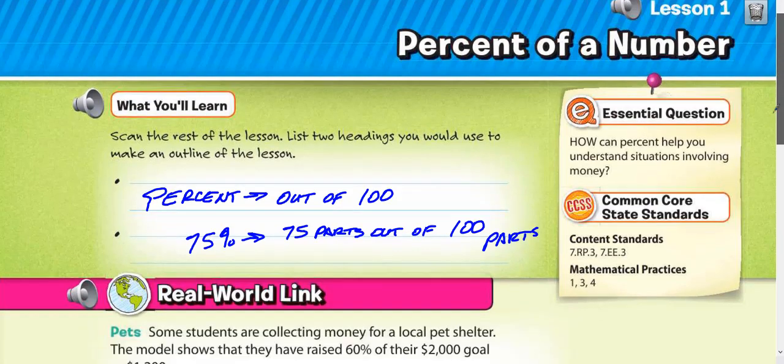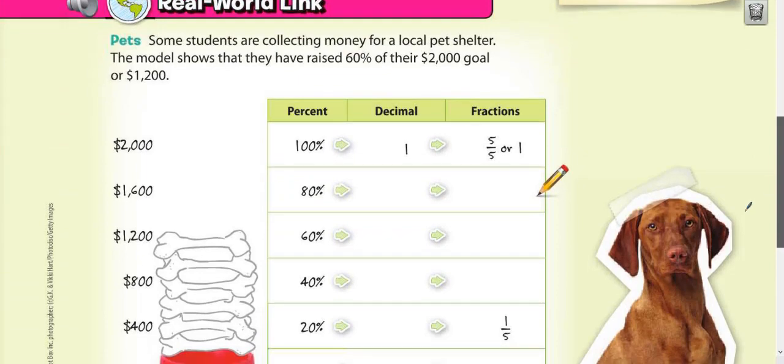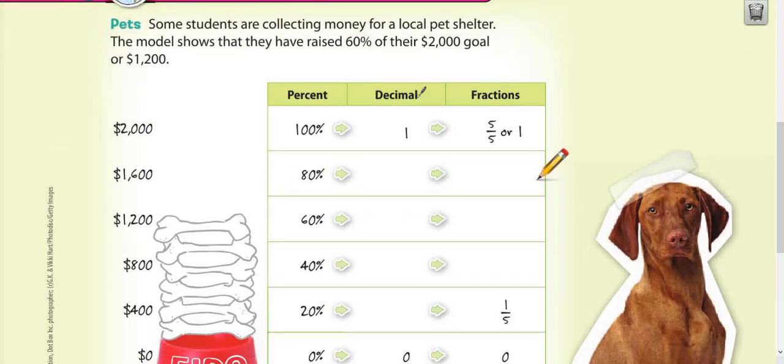All right, let's go take a look at this real-world link. Some students are collecting money for a local pet shelter. Model shows they've raised 60% of their $2,000 goal, or $1,200. So they've raised $1,200. Here we go right here, this cute little graph with the bones at $1,200. They're at 60%. So what we're going to do as a warm-up is we're going to take each of these percents, we're going to make it a decimal, we're going to make it a fraction.